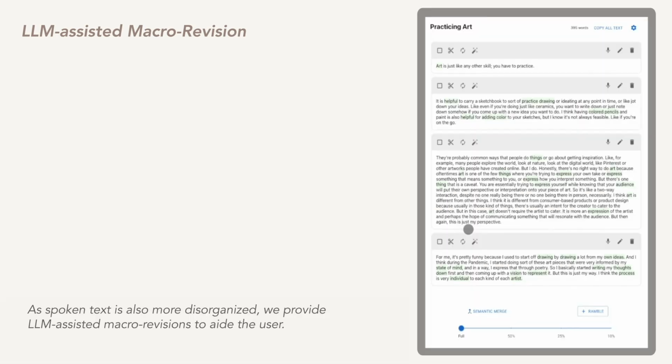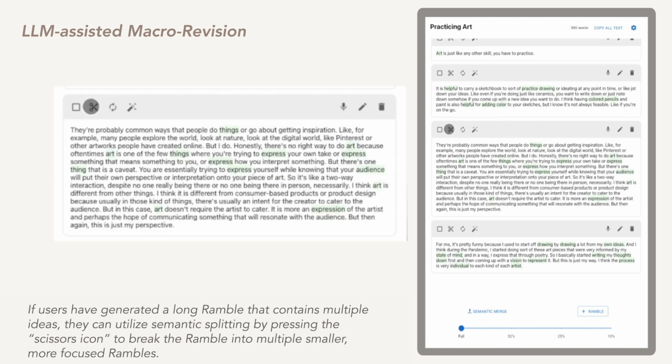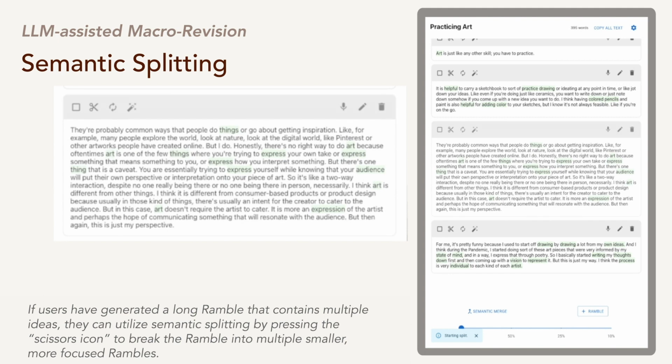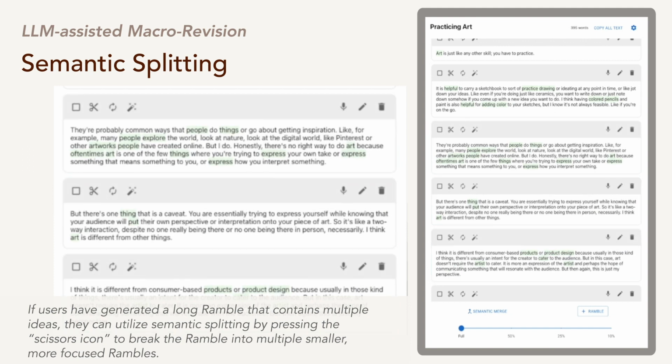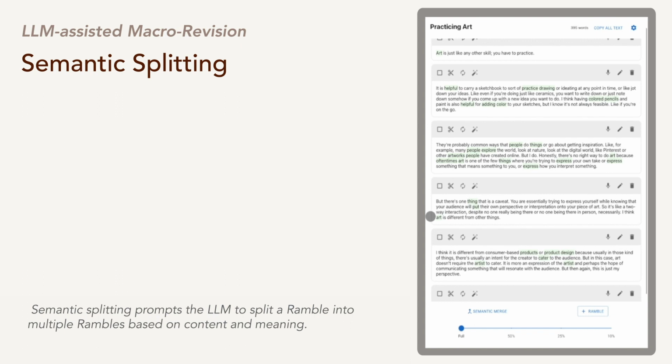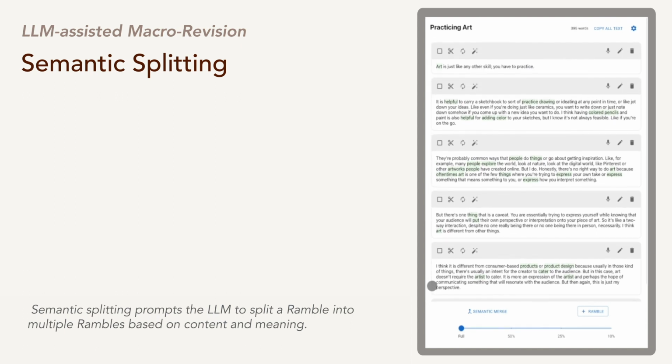As spoken text is also more disorganized, we provide LLM-assisted macro revisions to aid the user. If users have generated a long ramble that contains multiple ideas, they can utilize semantic splitting by pressing the scissors icon to break the ramble into multiple smaller, more focused rambles. Semantic splitting prompts the LLM to split a ramble into multiple rambles based on content and meaning.